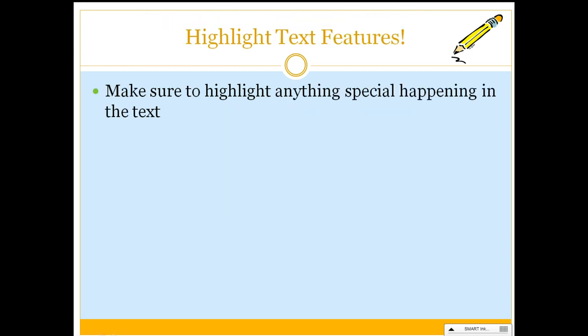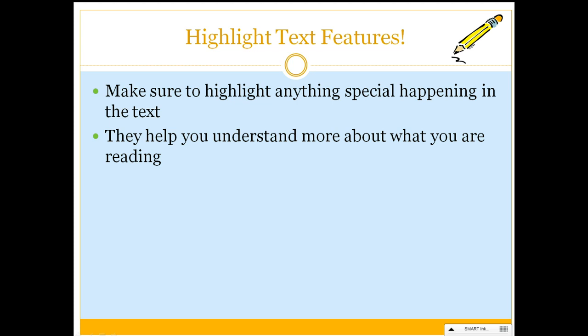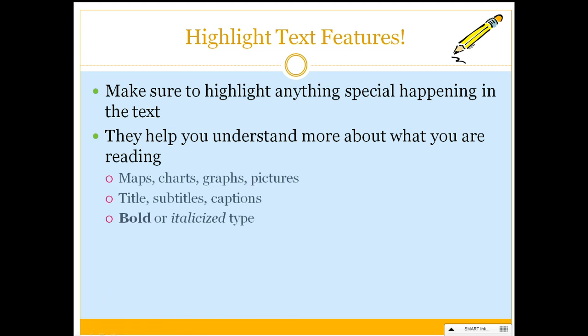Okay, one thing also to notice or to highlight is the text features. So make sure that you're highlighting anything special that's happening within the text. They will help you understand more about what you're reading. And this could be anything from the maps, charts, graphs, or pictures. Take a look at the title. Look at the subtitles. A lot of people oftentimes don't even look at the smaller italicized piece that's attached to the title. You really need to make sure you do that, especially on the Oaks, because sometimes there's valuable information in there that a question on the Oaks might actually be asking you that you don't even read. You glance over it, and therefore you're going to miss the question itself.